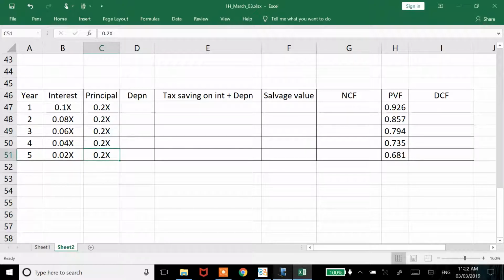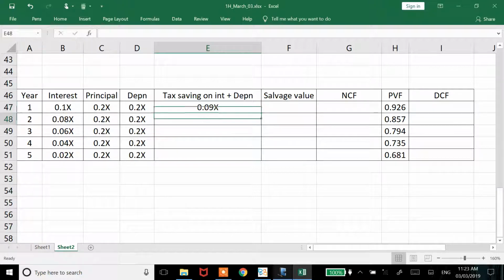Depreciation is how much? It's 0.2x, it's not 1 lakh. It will be 0.2x because the cost is changed. So that's why be very clear on what you are changing. If you work on concepts, things will be easy. Depreciation is 0.2x for all the 5 years. Tax saving on interest and depreciation is 0.3x. What is the tax rate? Okay, 30%.